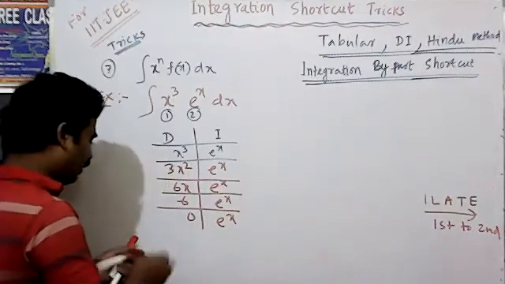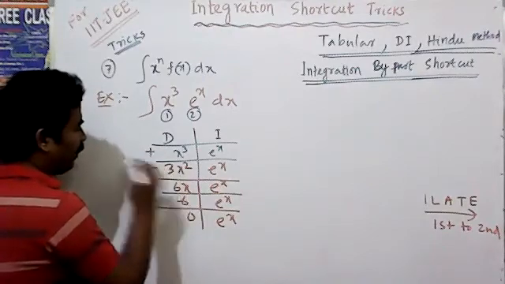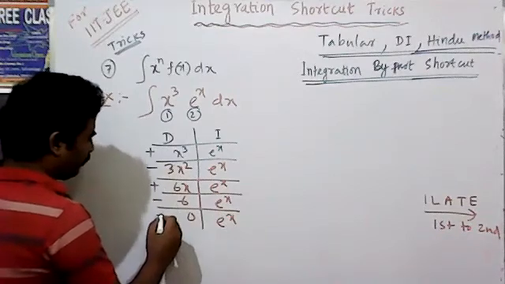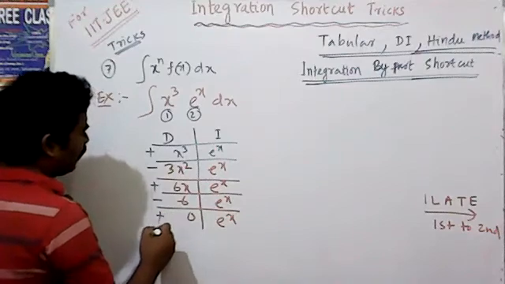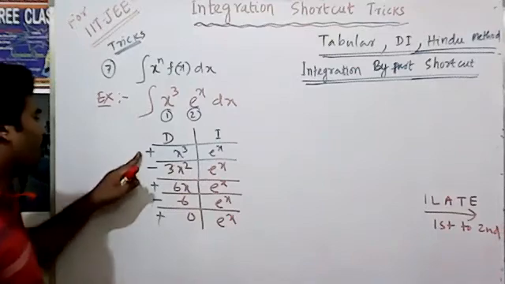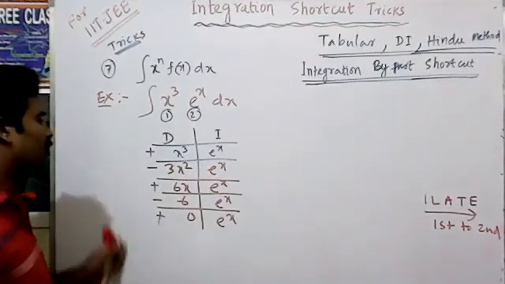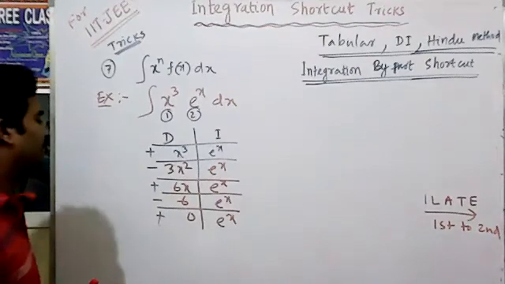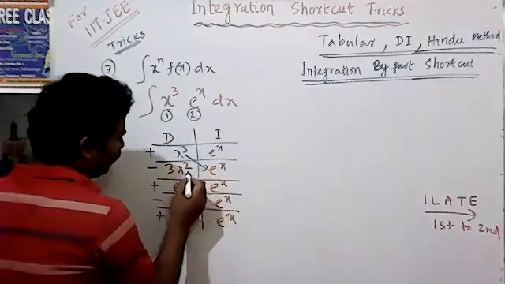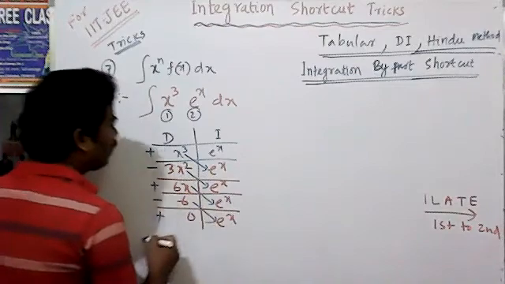That means you have to analyze the sign now. This is plus, this is minus, this is plus, this is minus, this is plus. So we have to start with plus. Starting plus, then minus, then plus, then minus, then plus. In this way you can calculate. That's why the value comes: this into this, this into this, this into this, this into this.